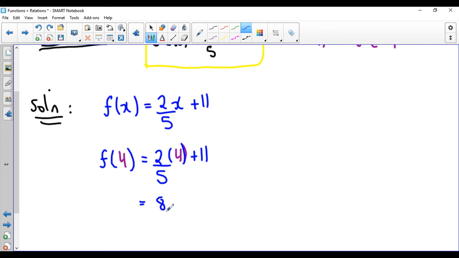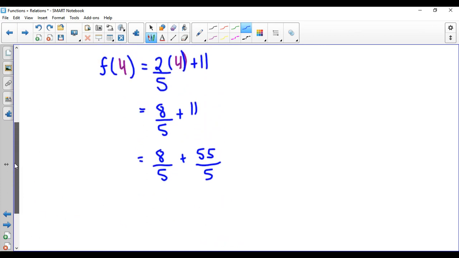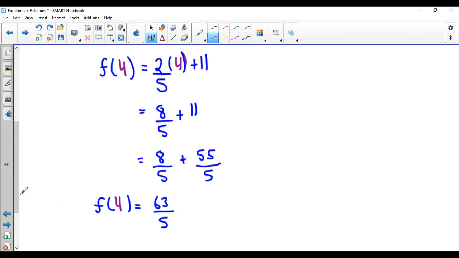So this is going to be 8 over 5 plus 11. And now, if you remember, I need a common denominator, so this is going to be 55 over 5. So I believe my answer will be 63 over 5. So f of 4 equals 63 over 5. So this is my answer.